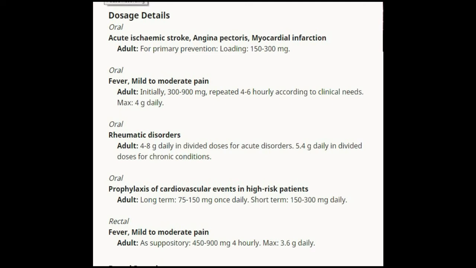And the last is the rectal route of administration, which is for fever and mild to moderate pain. For adults, as a suppository ranging from 450 to 900 milligrams hourly, and its maximum is 3.6 grams daily.